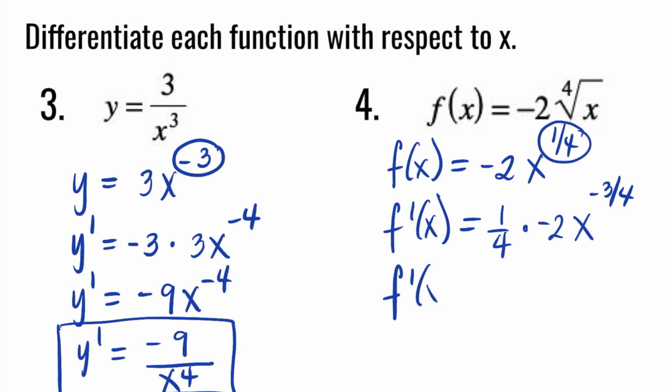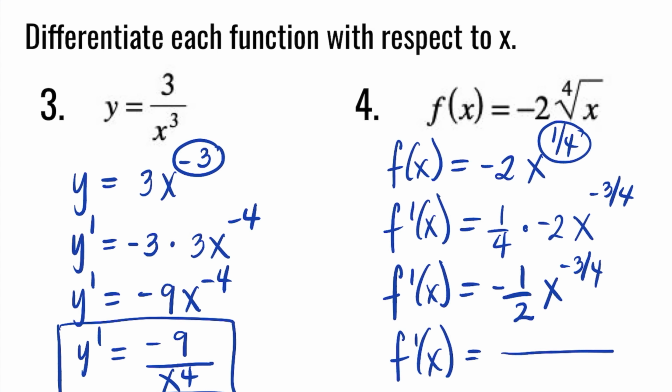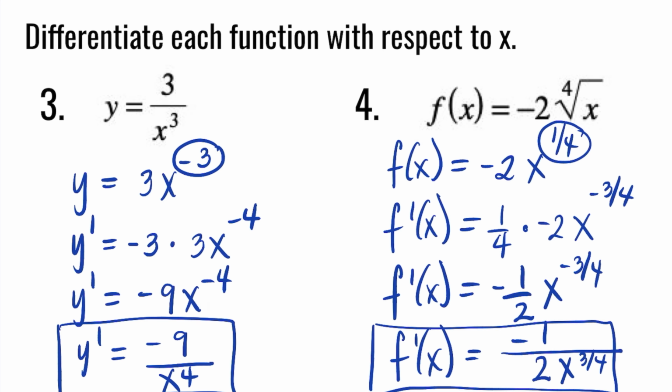Simplifying this, we will have f prime of x is equal to 1/4 times negative 2 is negative 1/2. And we have x to the power of negative 3/4. Now using the negative exponent rule, we will have f prime of x is equal to negative 1/2, and the negative exponent will go down. So this will be x to the power of 3/4. So the derivative is negative 1 over 2x to the power of 3/4. Or the same thing as negative 1 over 2, fourth root of x cubed.